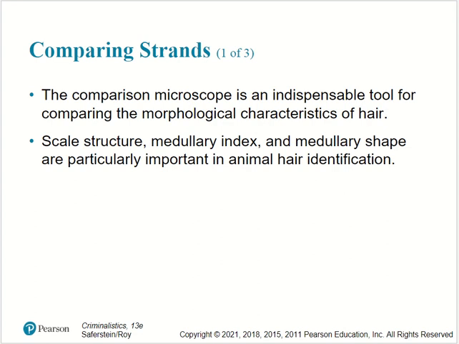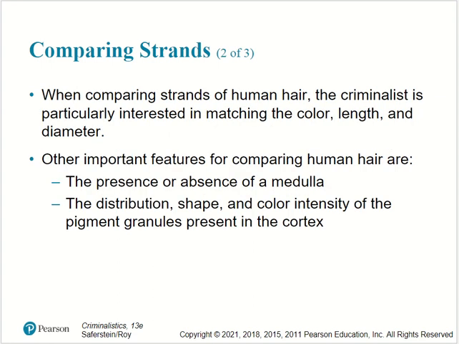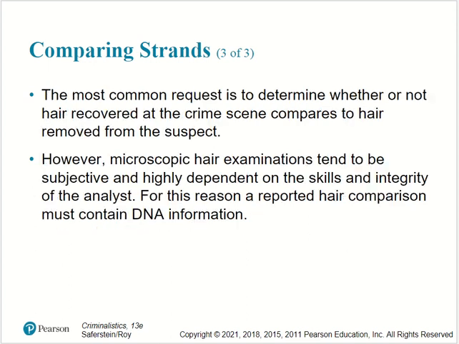Comparing strands. The comparison microscope is an indispensable tool for comparing the morphological characteristics of hair. Scale structure, medullary index, and medullary shape are particularly important in animal hair identification. When comparing strands of human hair, the criminalist is particularly interested in matching the color, length, and diameter. Other important features for comparing human hair are the presence or absence of the medulla, and the distribution, shape, color, and intensity of the pigment granules present in the cortex.